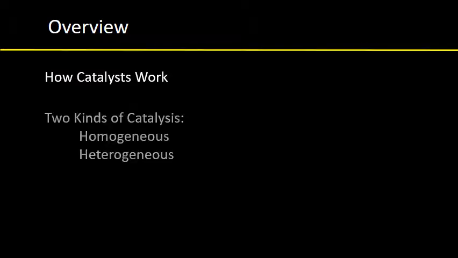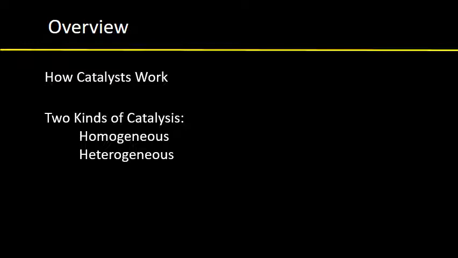Okay, folks, this is chemical catalysis, which is our last topic in the kinetics chapter. All right, we're going to look at a couple of things in this section. We'll look at how catalysts work, and we'll talk about two different kinds of catalysts, homogeneous and heterogeneous.